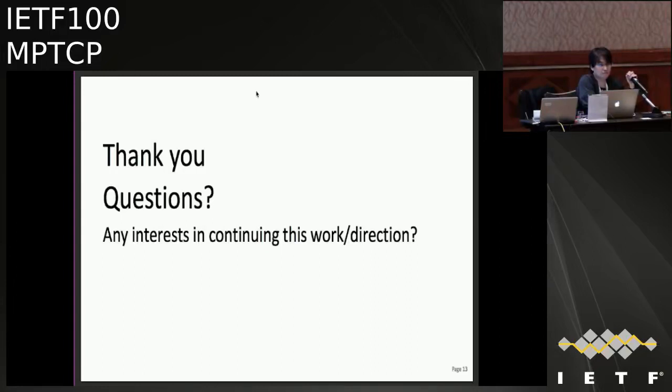Anna Brunström, I just wanted to add also that the min-RTT scheduler is not always giving you the best latency. Also, in asymmetry, it can cause problems with the latency. Okay, any more questions? Okay. Thank you.